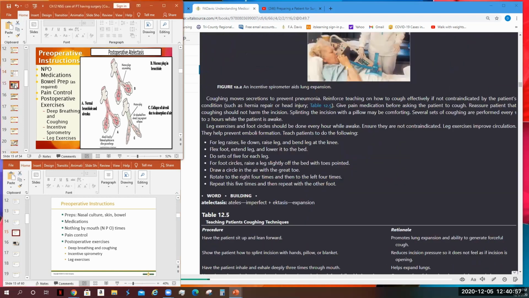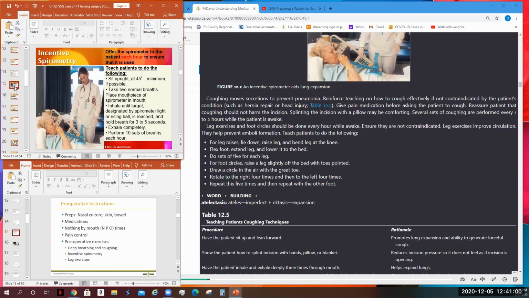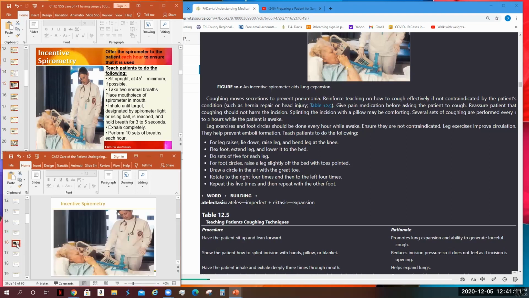Coughing moves secretions to prevent pneumonia. Reinforce teaching on how to cough effectively if not contraindicated by the patient's condition, such as a hernia repair or a head injury. Give pain medication before asking the patient to cough. Reassure the patient that coughing should not harm the incision. Splinting the incision with a pillow may be comforting. Several sets of coughing are performed every 1 to 2 hours while the patient is awake.